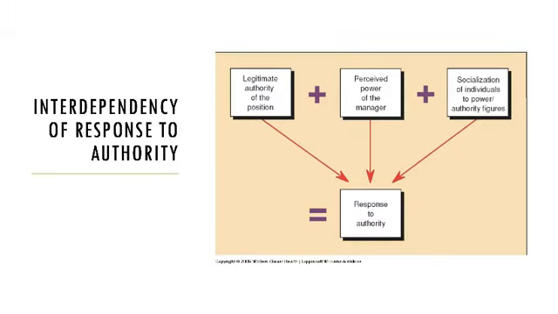This is another chart that looks at the interdependence of response to authority. There has to be someone who has the legitimate authority of a position. The person has to perceive that that person has power, and then based on our own social experience with authority figures, it elicits a response from us about authority. So with those three drivers, the individual response to authority can vary.